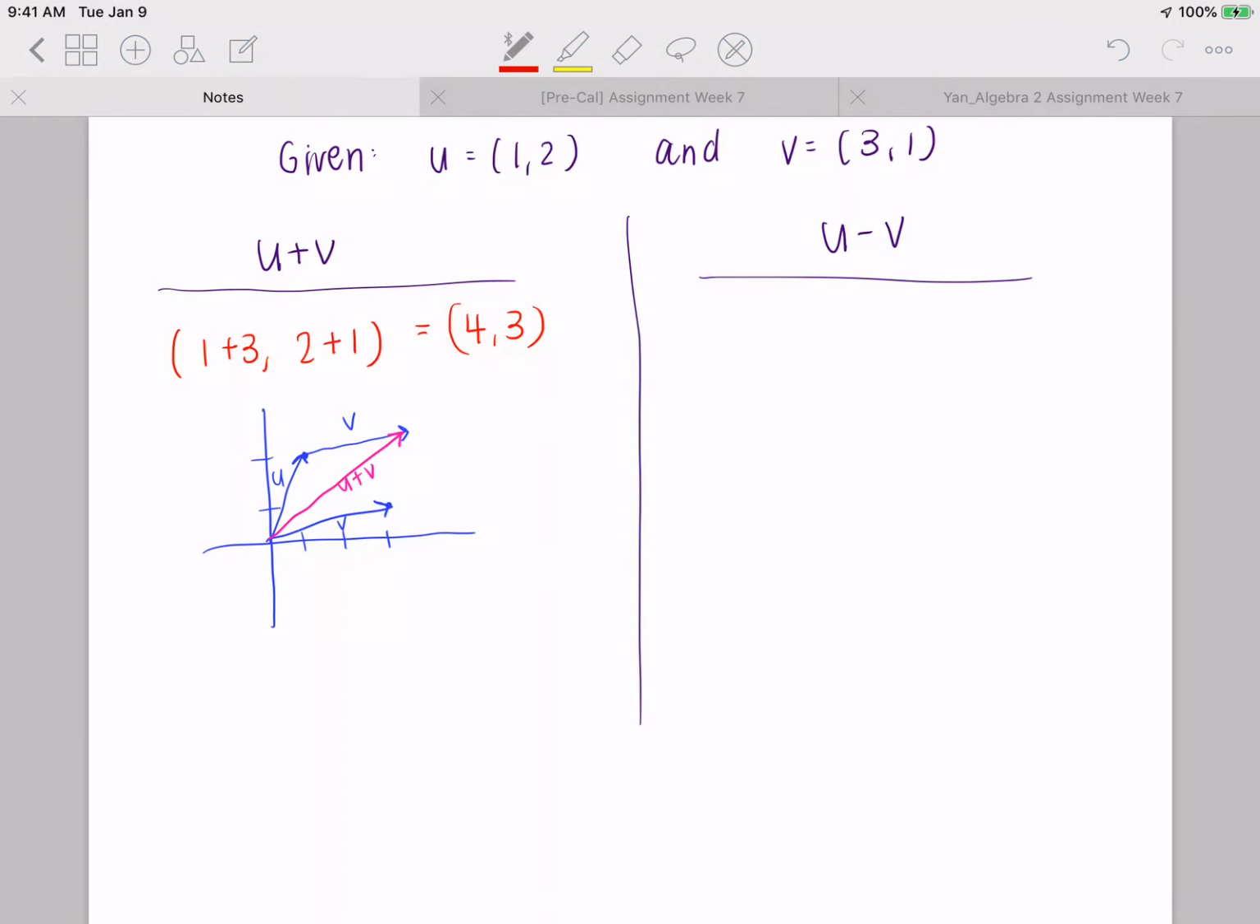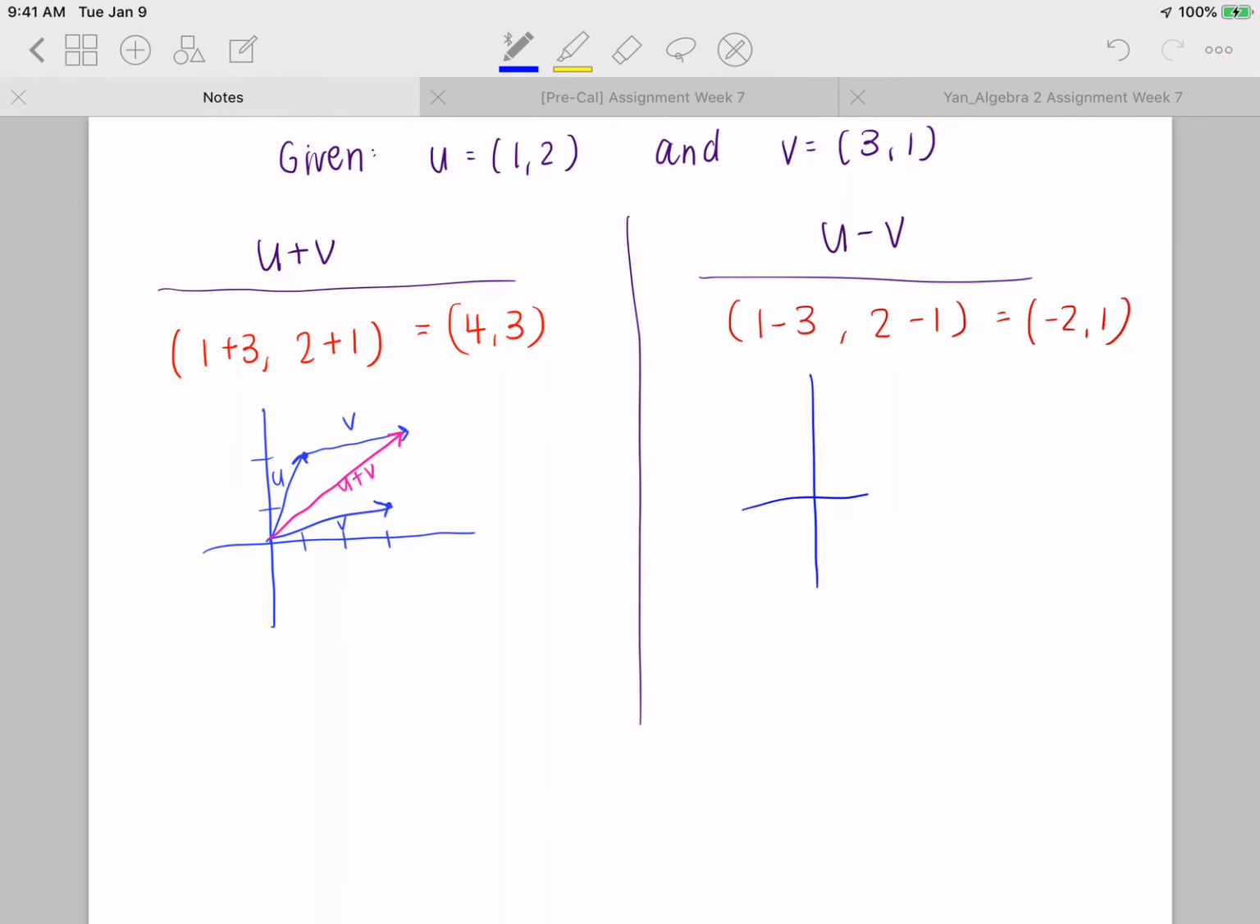Okay, how about u minus v? U minus v, I have to subtract the first number, then subtract the last number. And remember, there is an order because you have to start with u first and then go to v. So your final answer here would be negative 2 comma 1.